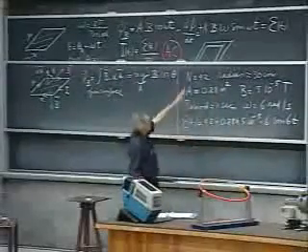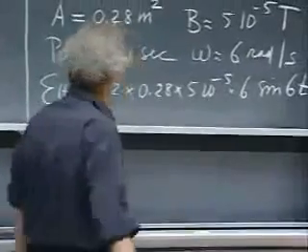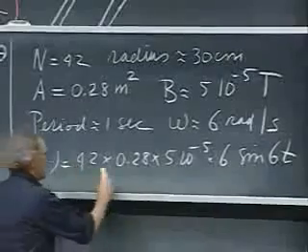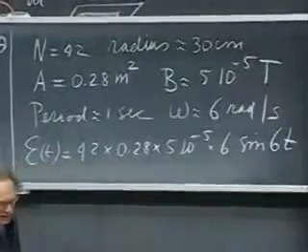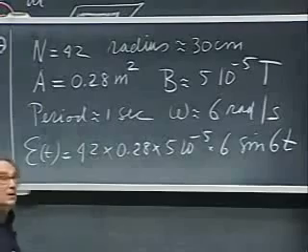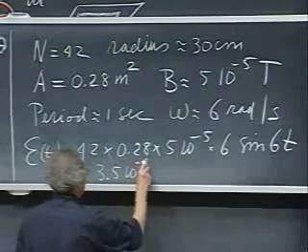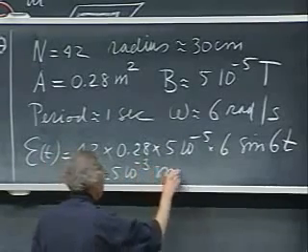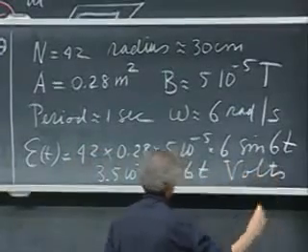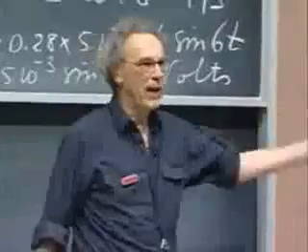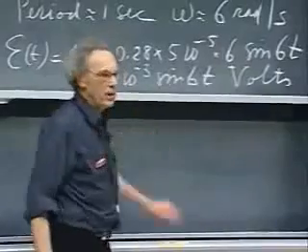The only difference is we have a capital N now here, because we have N windings in the closed loop. And this number here in front of the sine 6t, you should check that, is about 3.5 millivolts. 3.5 times 10 to the minus 3 times the sine of 6t, and that now is in volts. So you get an alternating EMF, positive, negative, and the maximum value that you would get is 3.5 millivolts.